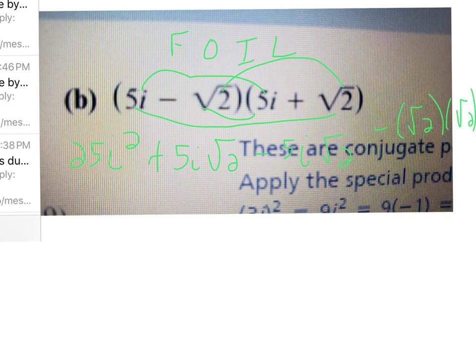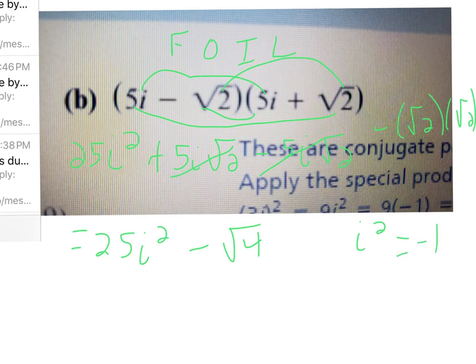So let's see what we have here. So come down here where you can see it a little better. We have 25i squared. Now these two just drop out because you have plus and minus the same thing. Then you have minus square root of 4.